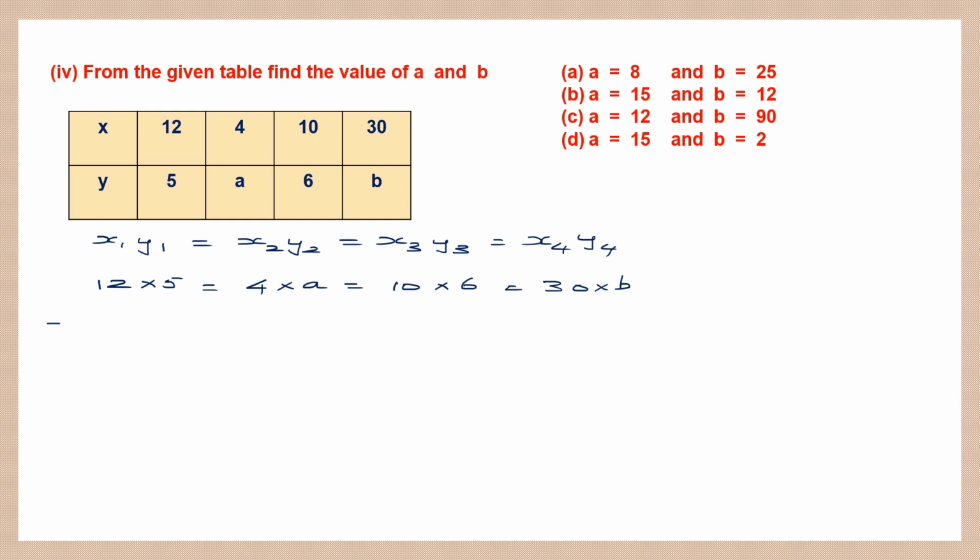So this is equal to 12 fives are 60, which is equal to 4 into A, which is equal to 60, which is equal to 30 into B. So now we can say 4A is equal to 60 and 30B is also equal to 60.